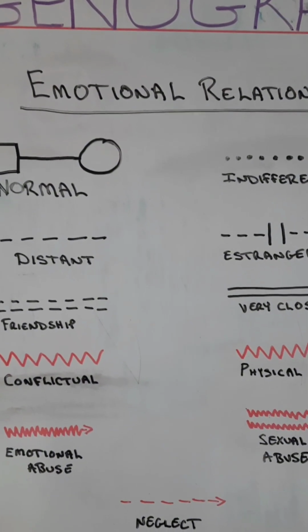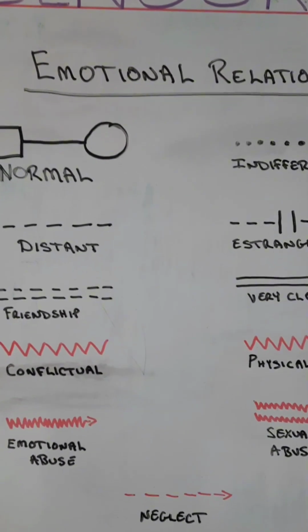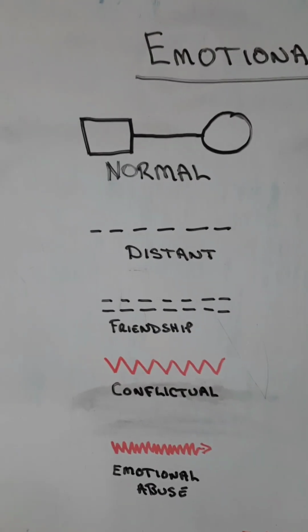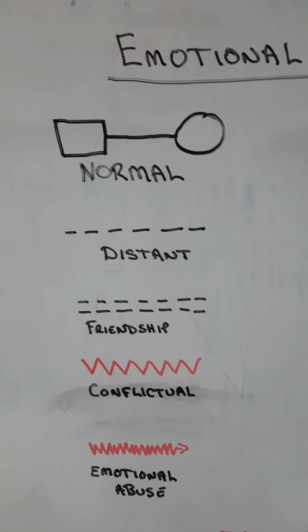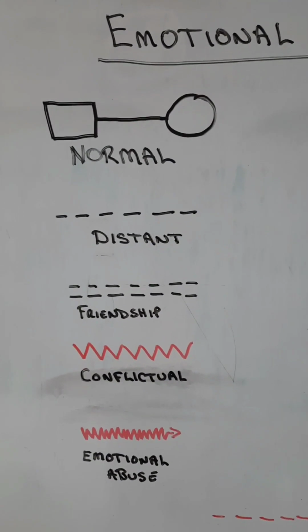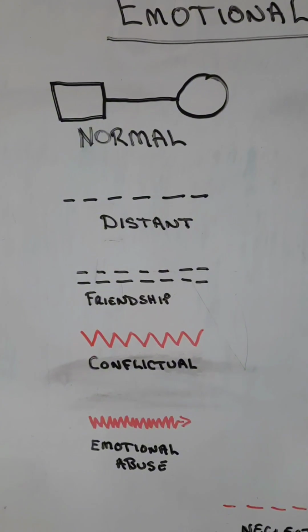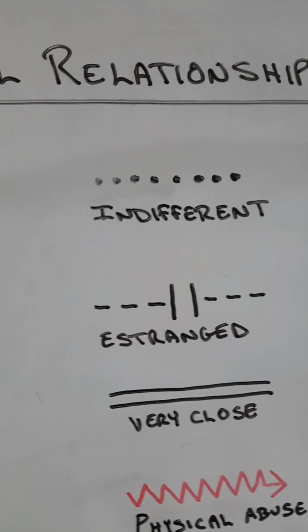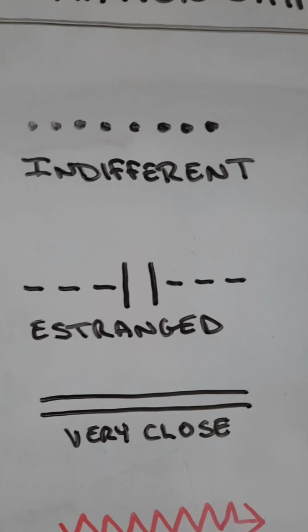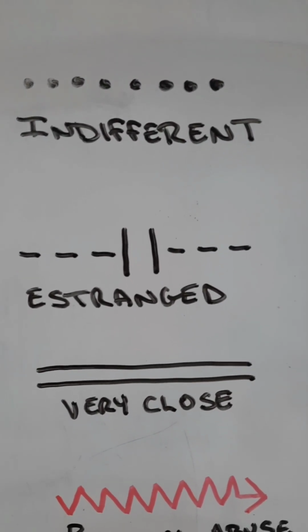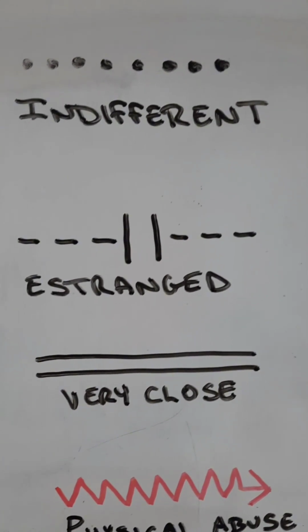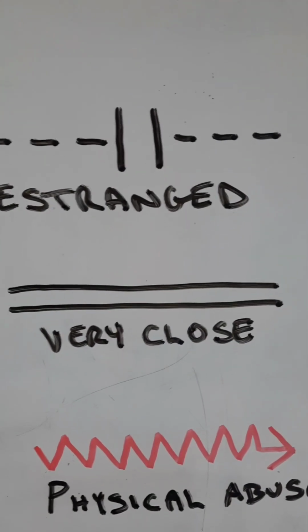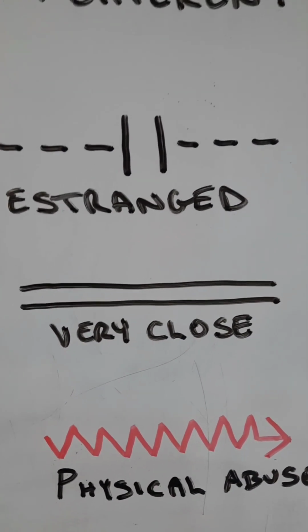When you're documenting relationships, you also want to document any type of emotional relationship. A normal relationship is going to be the solid line that we used. Distant relationship is going to be dashes. Friendship, dashes above, dashes beneath. An indifferent relationship, dots. An estranged relationship, series of dashes separated by two lines signifying a break in the relationship. Two solid lines is a very close relationship.